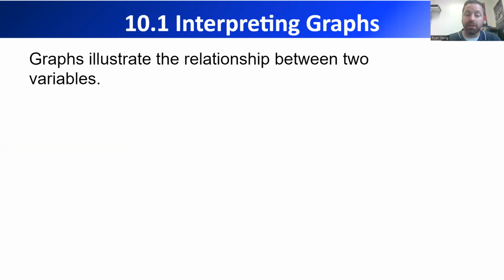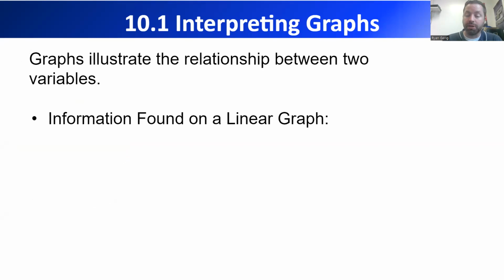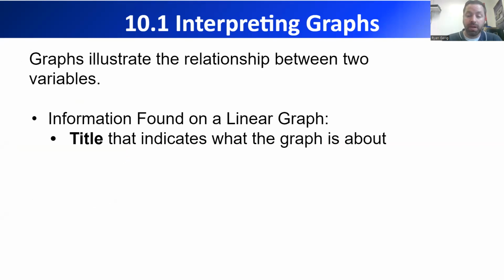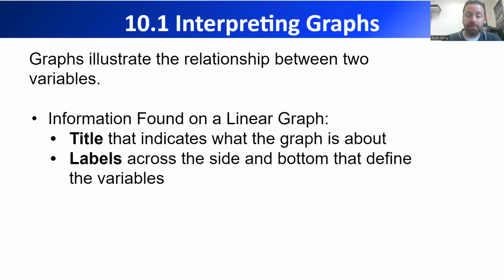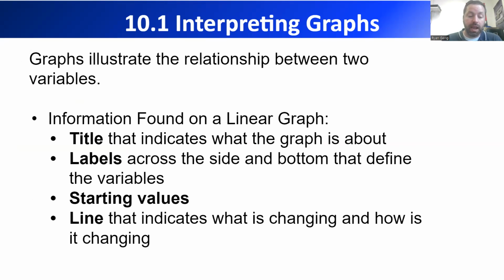Well, first of all, a graph illustrates the relationship between two variables. There's some information that you're going to find, and you should include in all of your graphs. First is the title. It tells you what the graph is about. It is important. Second is labels across the side and bottom that define the variables. So those are going to be words, and you're going to have numbers. Then you have starting values, which is kind of talking about the numbers that I was just talking about, and a line that indicates what is changing and how is it changing.